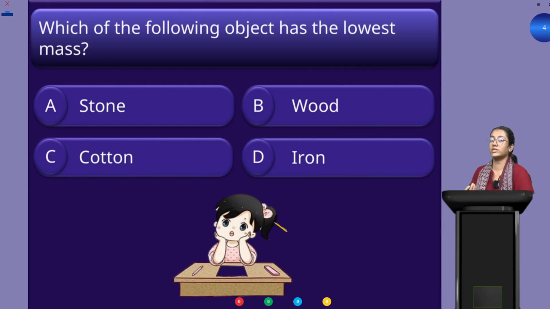Which one is it? Which one has the lowest mass? What do you think? Okay, I am increasing the time. I am giving you an extra 15 seconds. Try to answer, everyone.